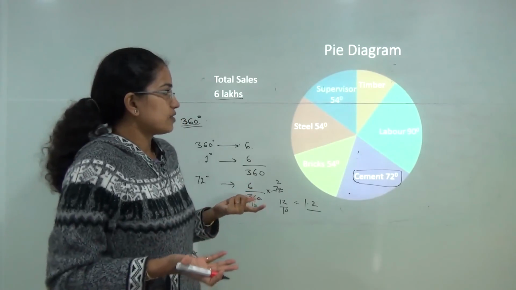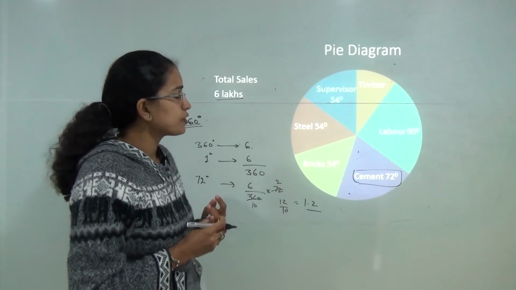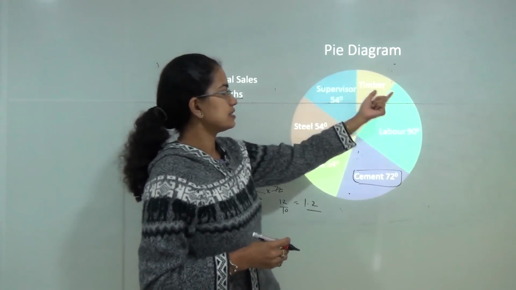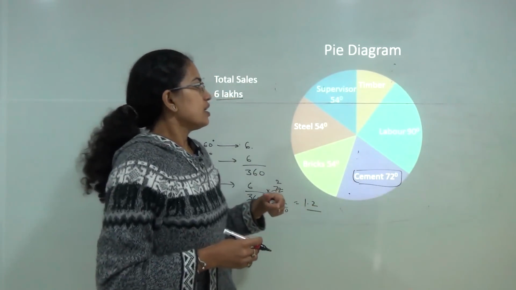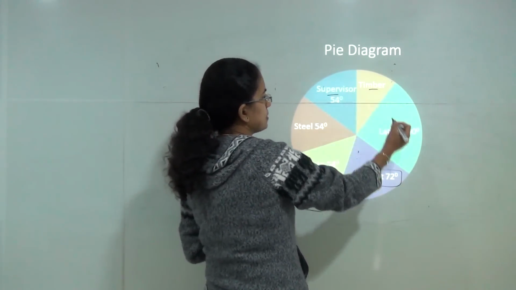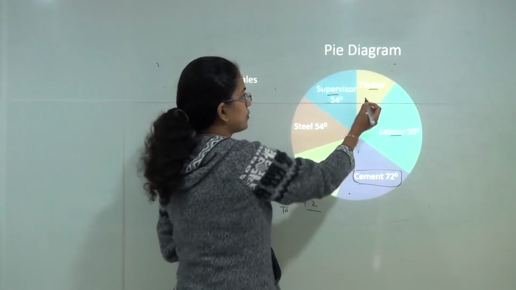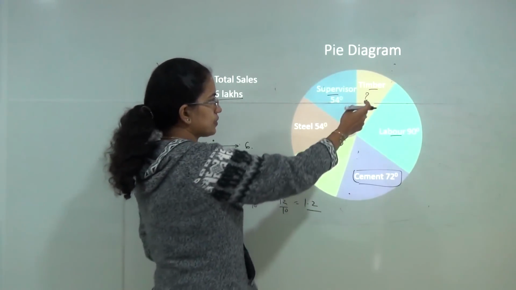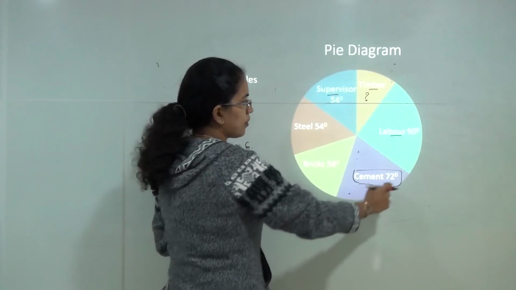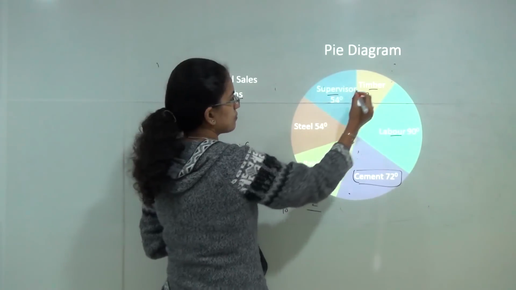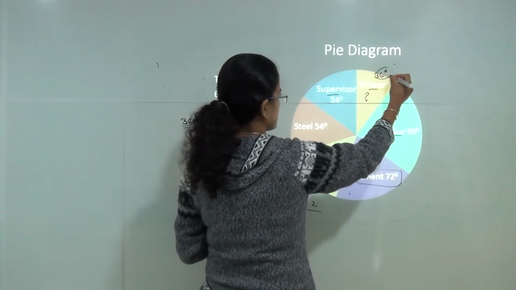Now another interesting question would be, what would be the percentage of sale if I take supervisors, timbers and laborers together? Now if I have supervisors, timbers and labor together, I don't know what is the degree for timber. So first of all I need to calculate that. So I'll add up all the remaining degrees and subtract that from 360. So that will give me the answer for timbers is 36 degrees.